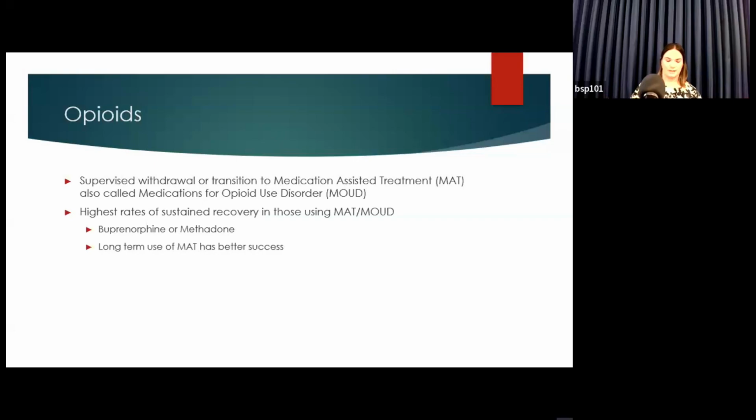Okay. Let's move on to opiates. So for opiates, really what we need to be offering everyone who comes in wanting to stop opiates is medication-assisted treatment, or medications for opiate use disorder. So those are Suboxone and methadone, or buprenorphine products, not just Suboxone and methadone.